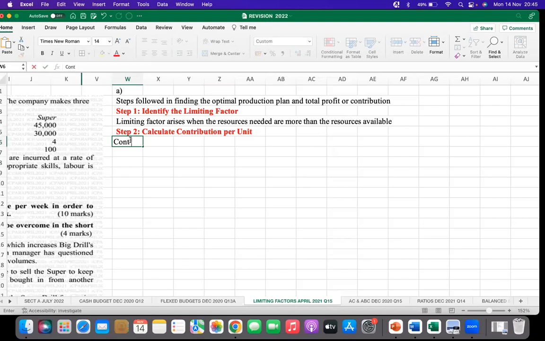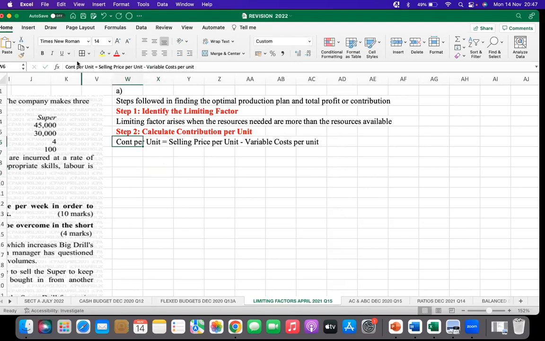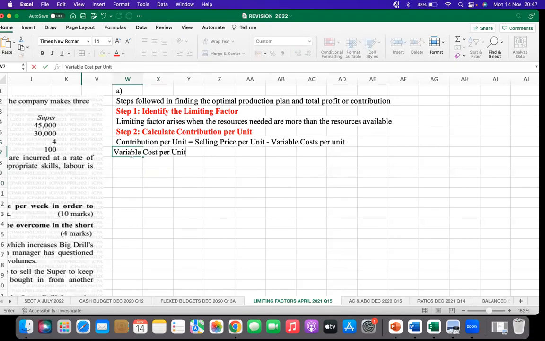So remember, contribution per unit is equal to selling price per unit minus variable costs per unit. I believe we are also sure of that. Variable cost per unit will be equal to direct material cost plus direct labor cost plus variable overheads.